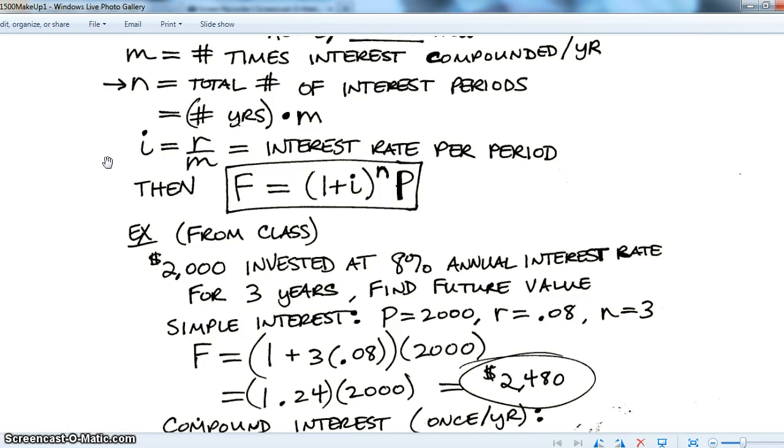I then is the interest rate per period. So what we're doing is taking the interest rate per year and we're chopping it up into m pieces, so divide by m, and that gives you the interest rate for each of those pieces, and that's I. Then the future value, F, you get from the original principal, and you multiply that principal by 1 plus I n times, so you end up multiplying it by 1 plus I to the n power.